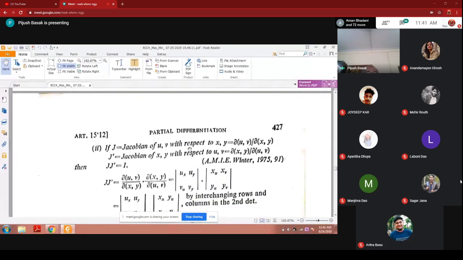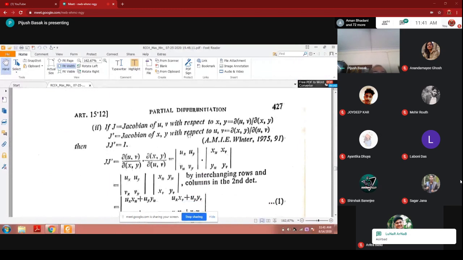Now, small problems. If the Jacobian of UV with respect to XY is del UV del XY, and J dash is the Jacobian of XY with respect to UV, that is del XY del UV, then if we multiply J and J dash, it will be 1. Let us prove it. J into J dash is equal to del UV del XY into del XY del UV. Just write both in terms of determinants.